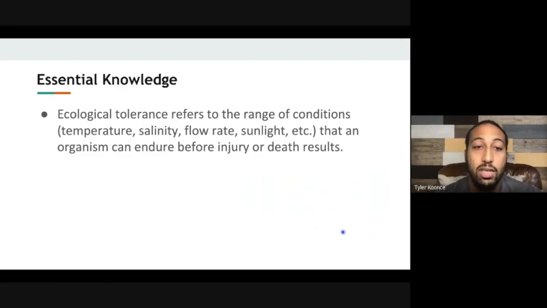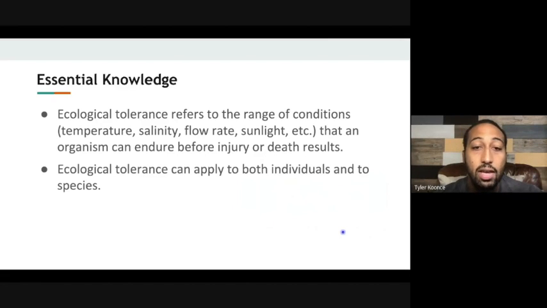So, essential knowledge stuff. One, ecological tolerance is referring to the range of conditions, so temperature, salinity, flow rate, sunlight, etc., that an organism can endure before injury or death results. Ecological tolerance applies to both individuals and species, so we're looking at both.